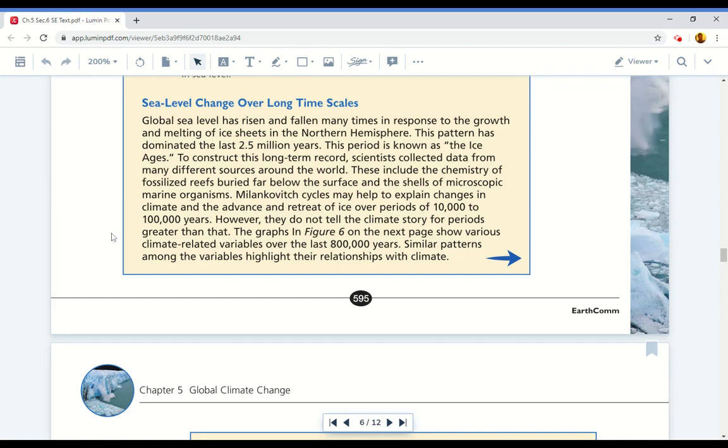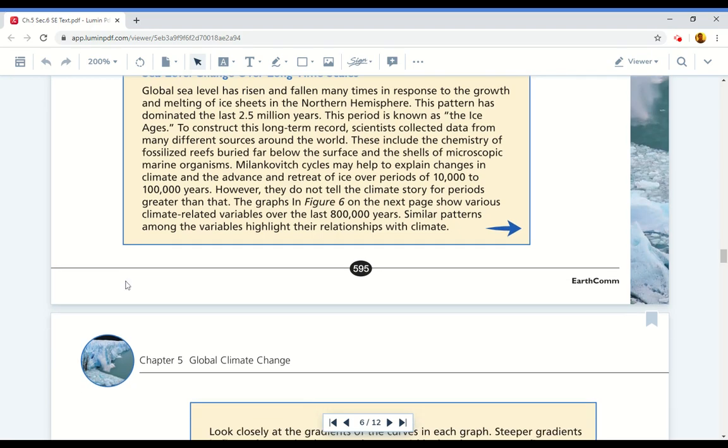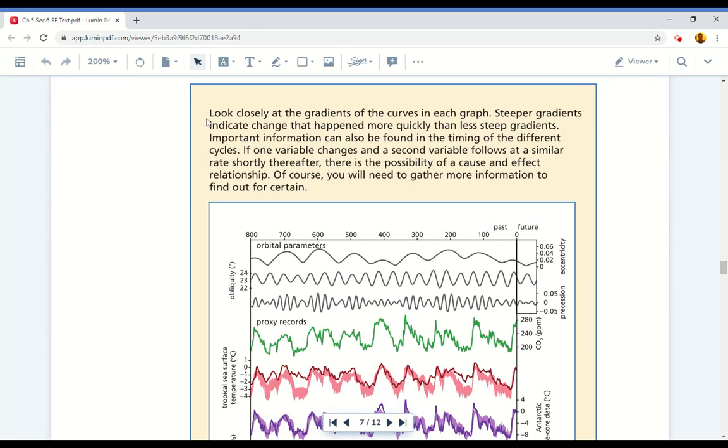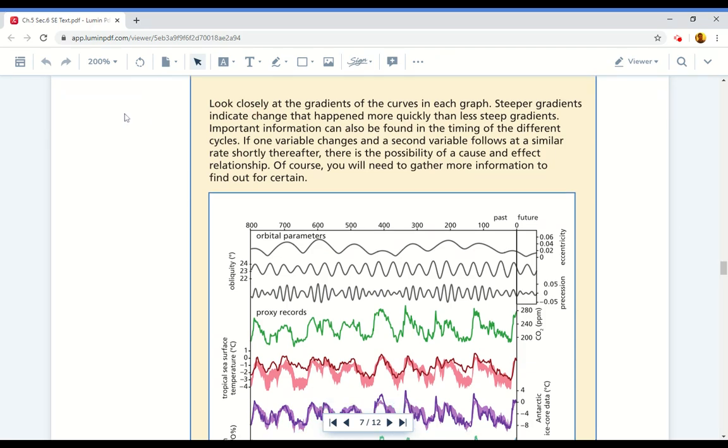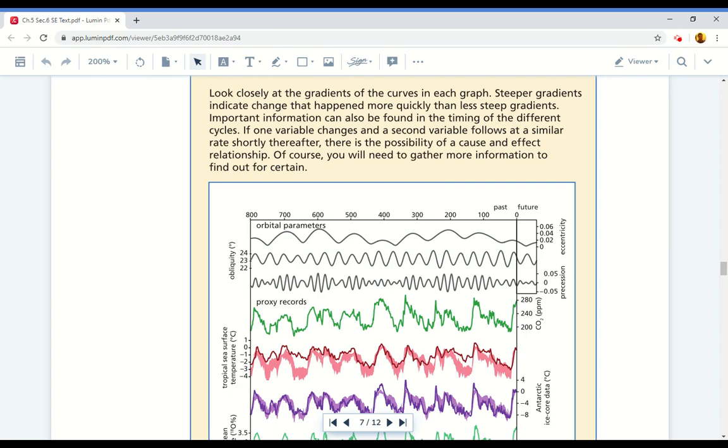The graphs in Figure 6 on the next page show various climate-related variables over the last 800,000 years. Similar patterns among the variables highlight their relationships with climate. Look closely at the gradients of the curves in each graph. Steeper gradients indicate change that happened more quickly than less steep gradients.